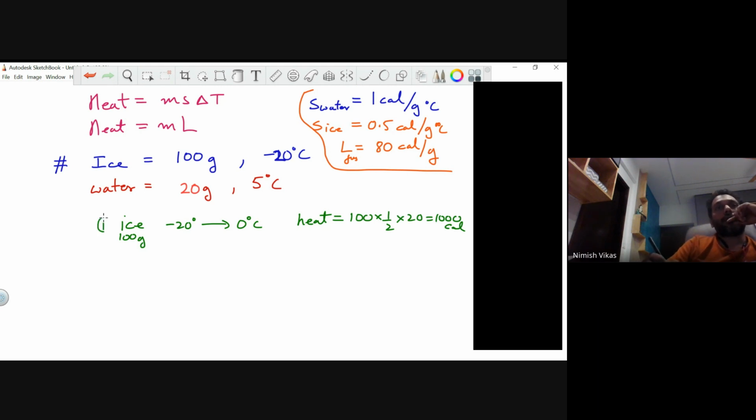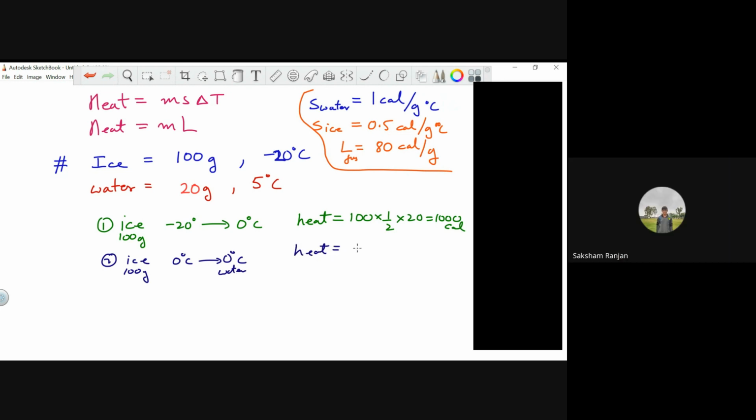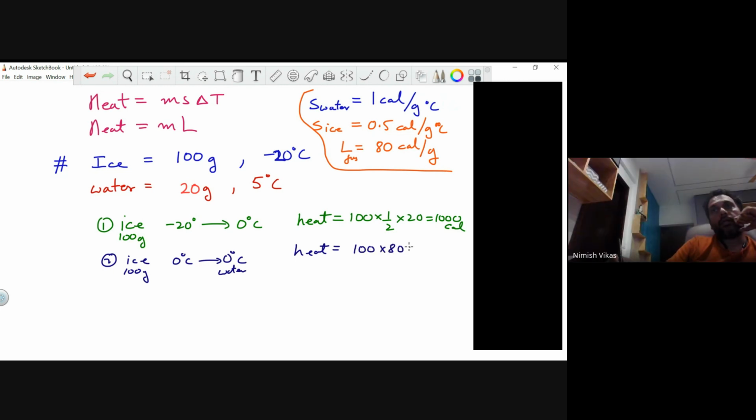This is one calculation just for my sake. Other calculation: the full ice melted from 0 degree ice to 0 degree water. What is the heat? So 8,000 calories. 100 into 80, which is 8,000 calories. Absolutely right.